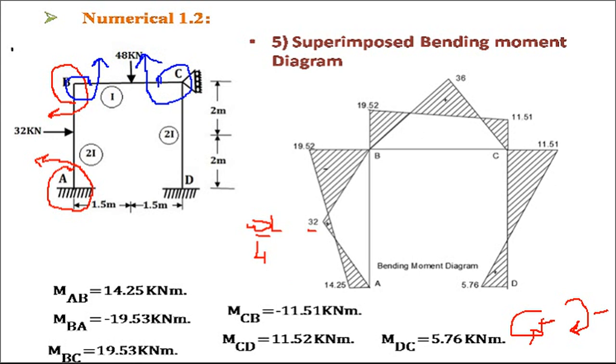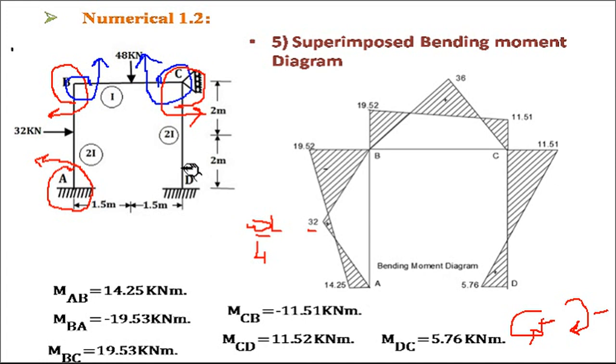Okay. Now the moment in member CD. The moment in member CD is 11.52. Okay. Now here we will keep the pen here. So here the moment is positive, so it will act in anti-clockwise direction. So I will rotate the joint C in anti-clockwise direction and cut the member CD once. That means this moment 11.52 will act to the right hand side here.